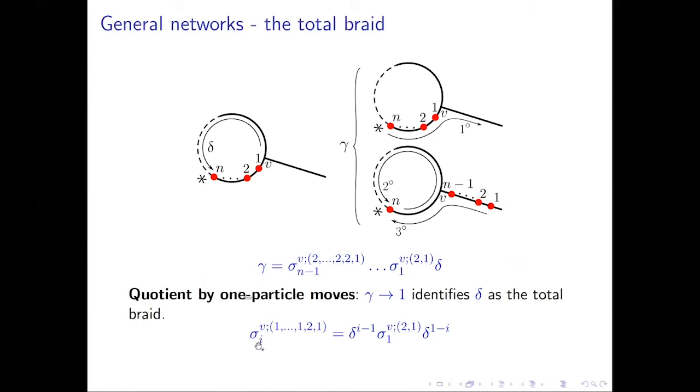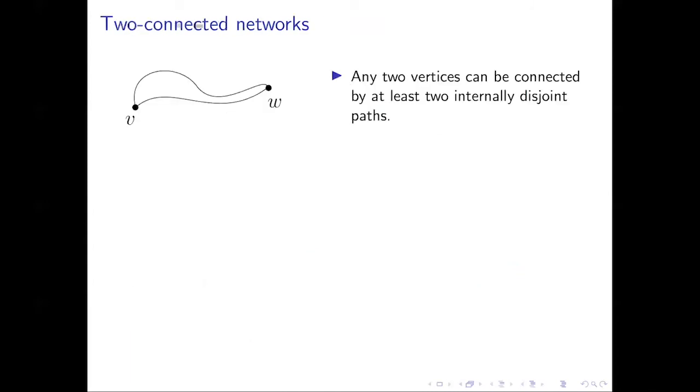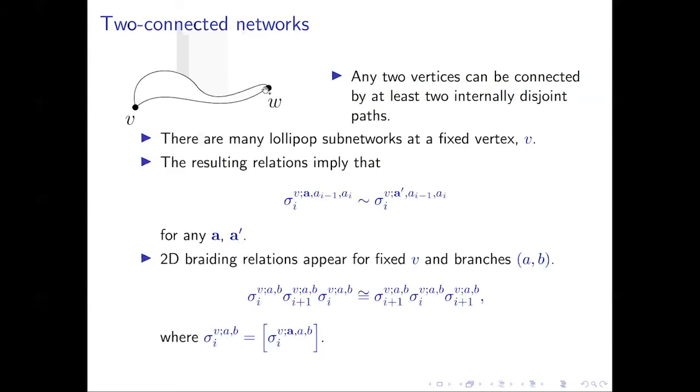For this, we can write that some simple braid of this form is a conjugation of just sigma 1 with delta. But now we can see the difference. There are twos and then there are ones. So these are, in fact, different simple braids. But this is because we are taking a very small graph. The point is that for bigger networks, which are two connected, so between any pair of vertices we have two independent paths, there are many, many such lollipop subnetworks.